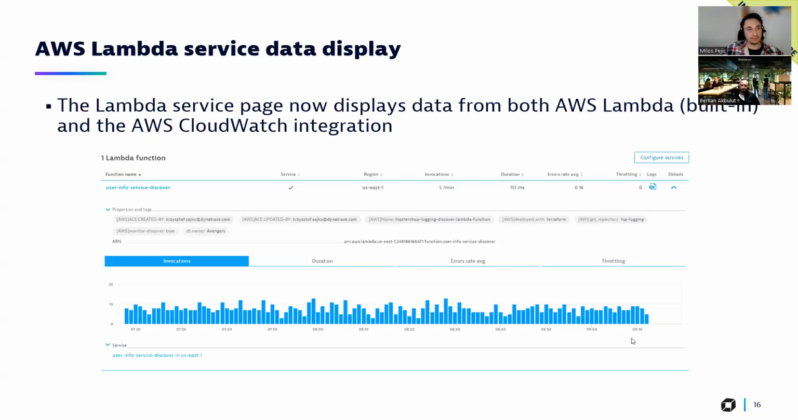More news about AWS Lambda service data display. Now when clicking on the AWS Lambda service, data is shown both from the built-in services and the new CloudWatch integration. So it's combined into the service view that's generated from the layer instrumentation with the OneAgent. News about Lambda here.